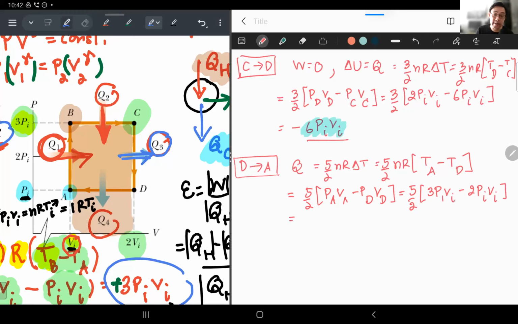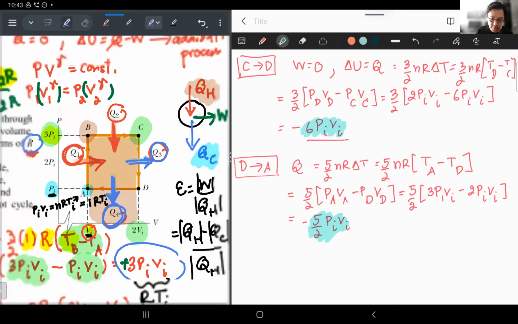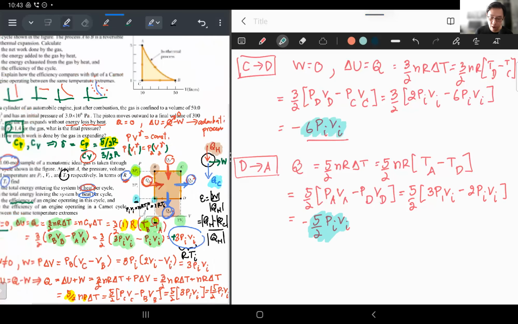There you go. And that's it. You get a -1 in the bracket divided by 2. So it's -5/2 PiVi. Negative sign means the heat is leaving the system. That's your Q4 right there. As you can see, the magnitude of the heat will be different from Q2. All right, once we have all these values calculated, that has already answered part A and part B automatically.